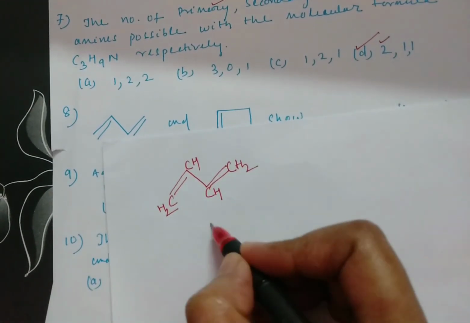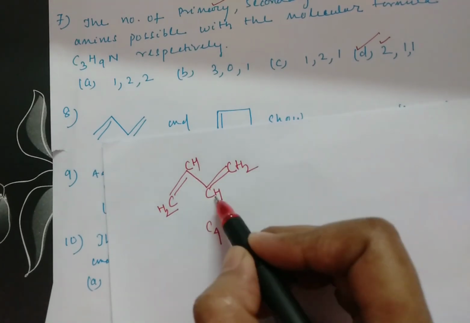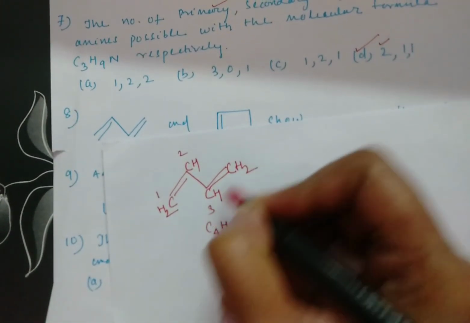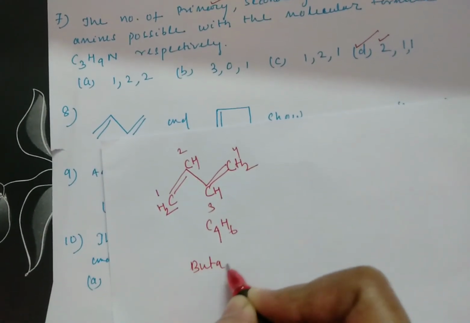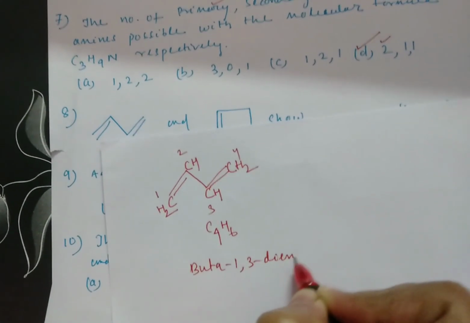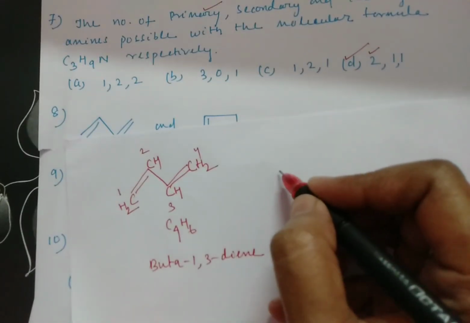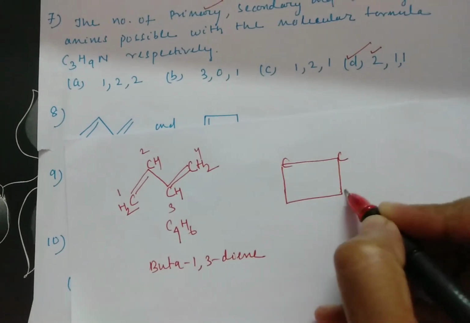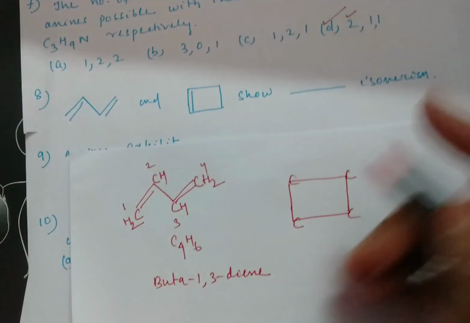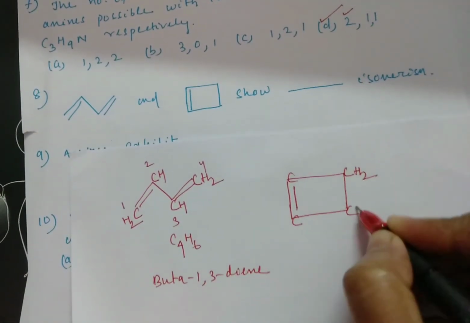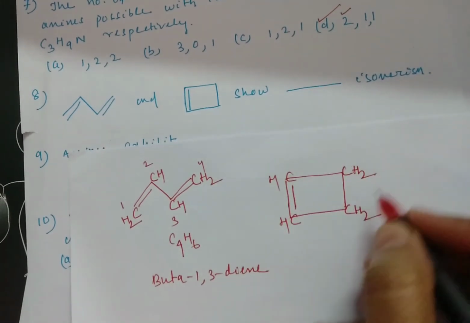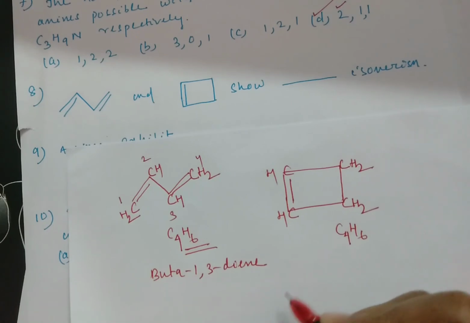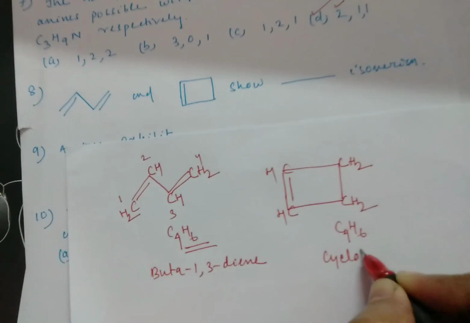See here, what is the molecular formula? C4H6. And it is your 1,3-diene. Now if I write the compound having a cyclic structure with the same 4 carbon atoms, and 1 double bond is there. What is the molecular formula? Same, C4H6. So this is your cyclobutene.